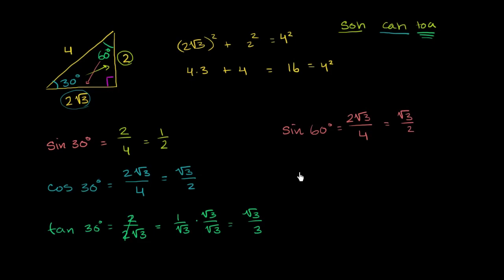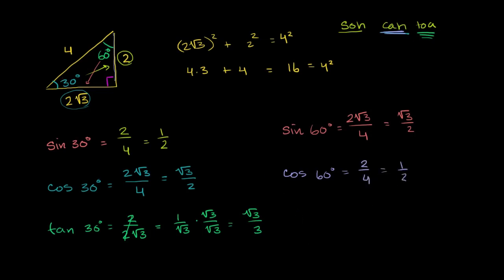What is the cosine of 60 degrees? Cosine of 60 degrees. So remember, CAH, cosine is adjacent over hypotenuse. Adjacent is the 2 side. It's right next to the 60-degree angle. So it's 2 over the hypotenuse, which is 4. So this is equal to 1/2.